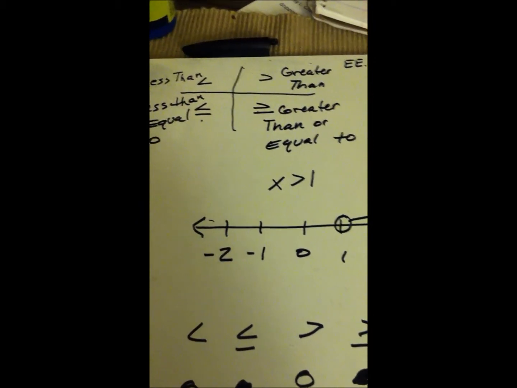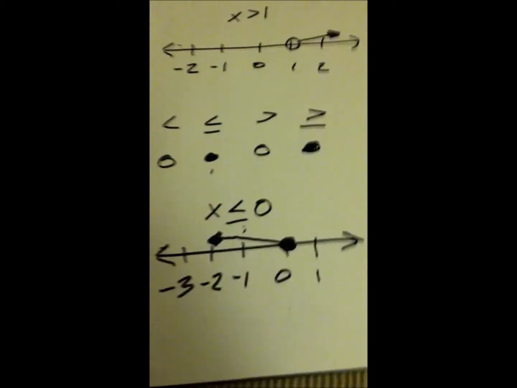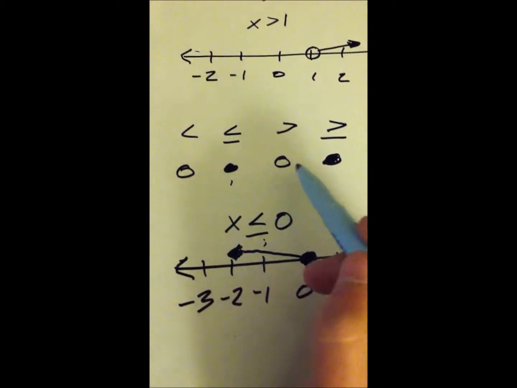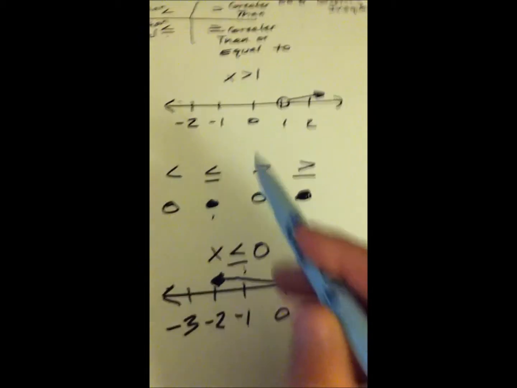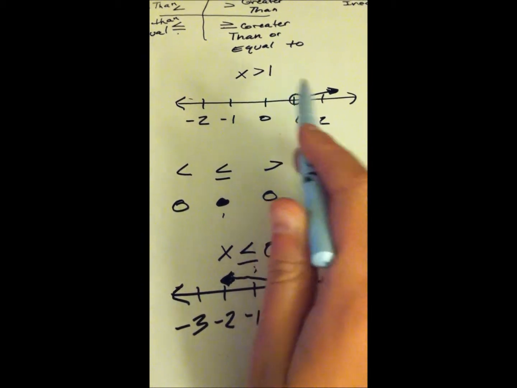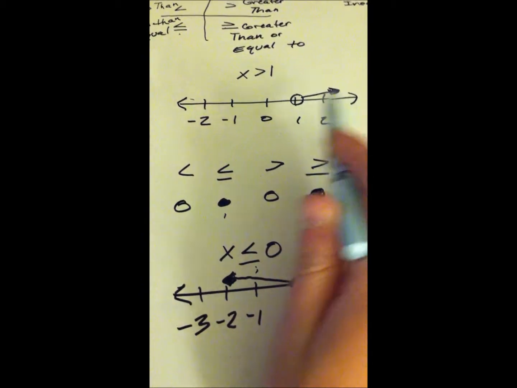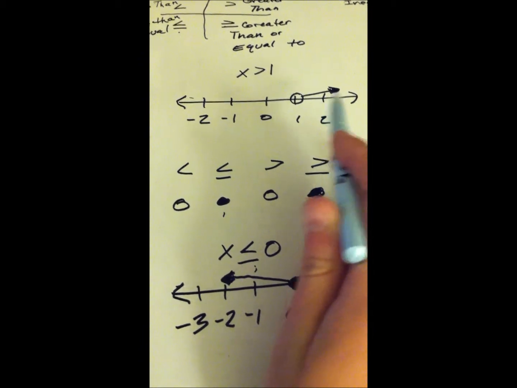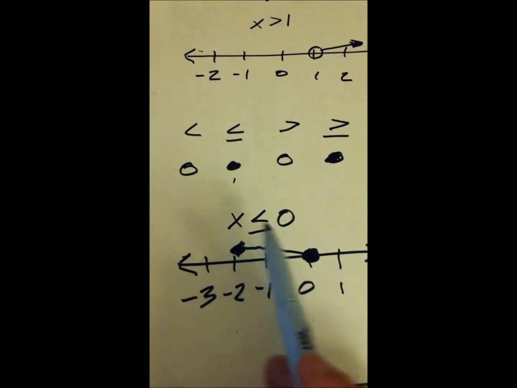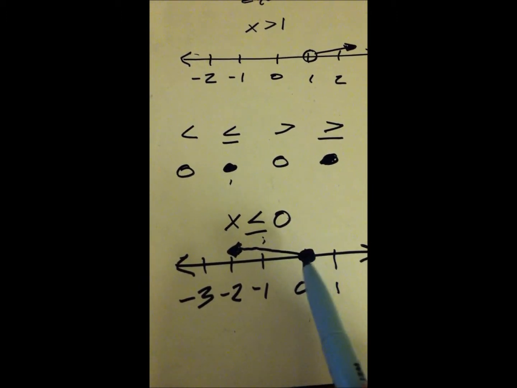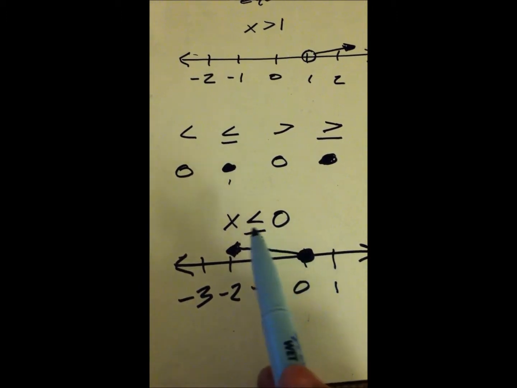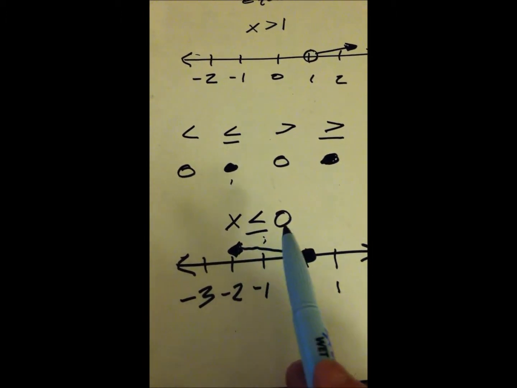You need to memorize the pictures, you need to know which is which, and you need to memorize which ones have open circles, which ones have colored in circles. And then you just kind of follow the pattern. X is greater than 1, open circle, and bigger than 1. Greater than means bigger, so my arrow goes to the right. X is less than or equal to 0. Less than or equal to is a colored in dot. On 0, I need numbers that are less than 0, so that is to the left.